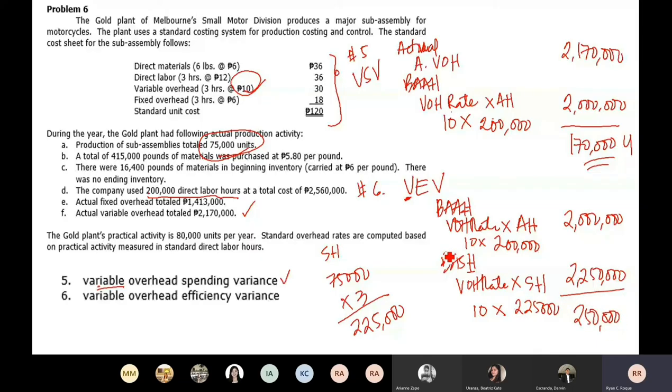Therefore, ang ating variable efficiency variance ay 250,000. Tanong, F or U? Mas maliit yung nasa kaliwa. So, ito ay favorable. Maliit po kasi yung actual, yung actual sa actual hours. Okay, so that's for numbers 5 and 6. Variable spending and variable efficiency variance. So, at the start, please always try to write the formula. Pero pag master nyo na, no need to write the formula.